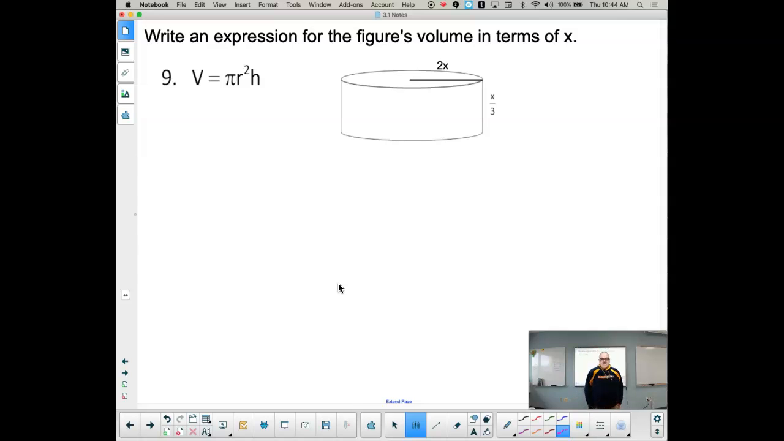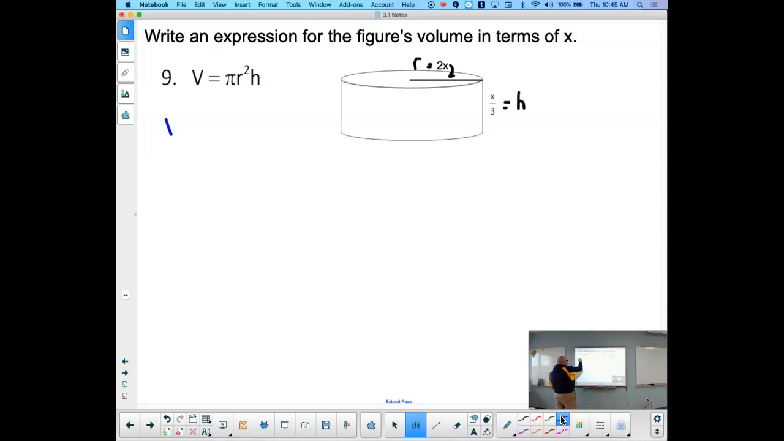In this case, we're looking at the volume of a cylinder. The volume of a cylinder is pi r squared times h, where r is the radius and h is the height. So this is saying here that the radius is 2x and the height is x over 3. And we need to find an expression for the volume here.